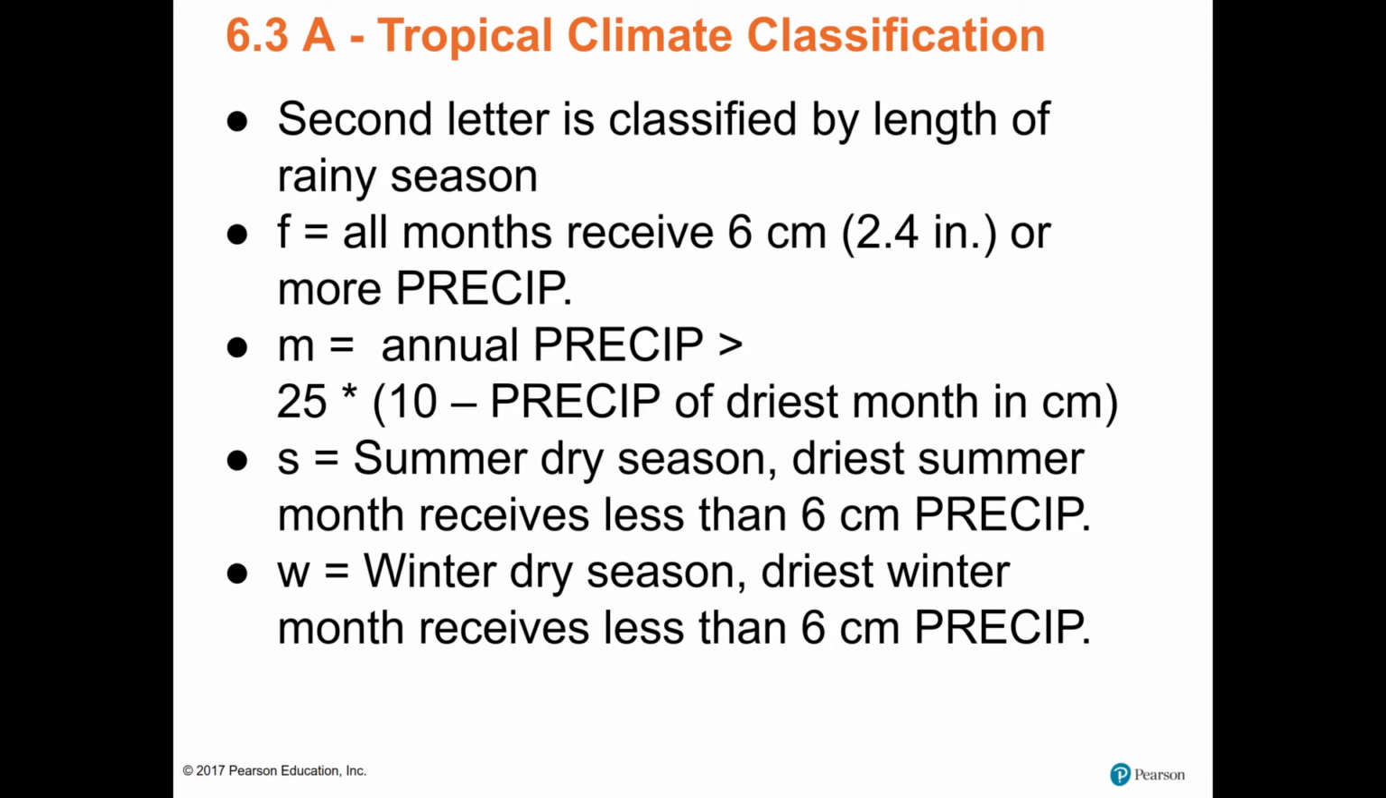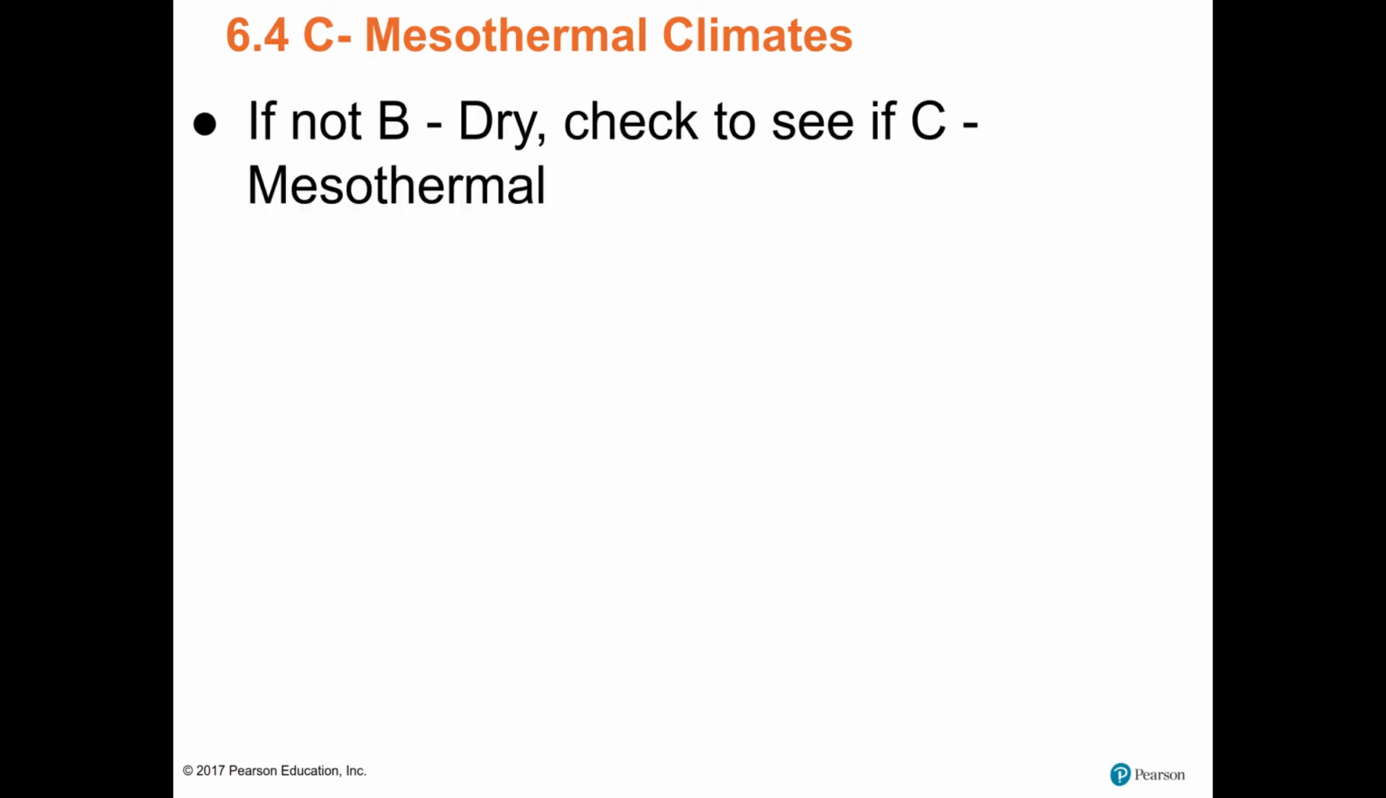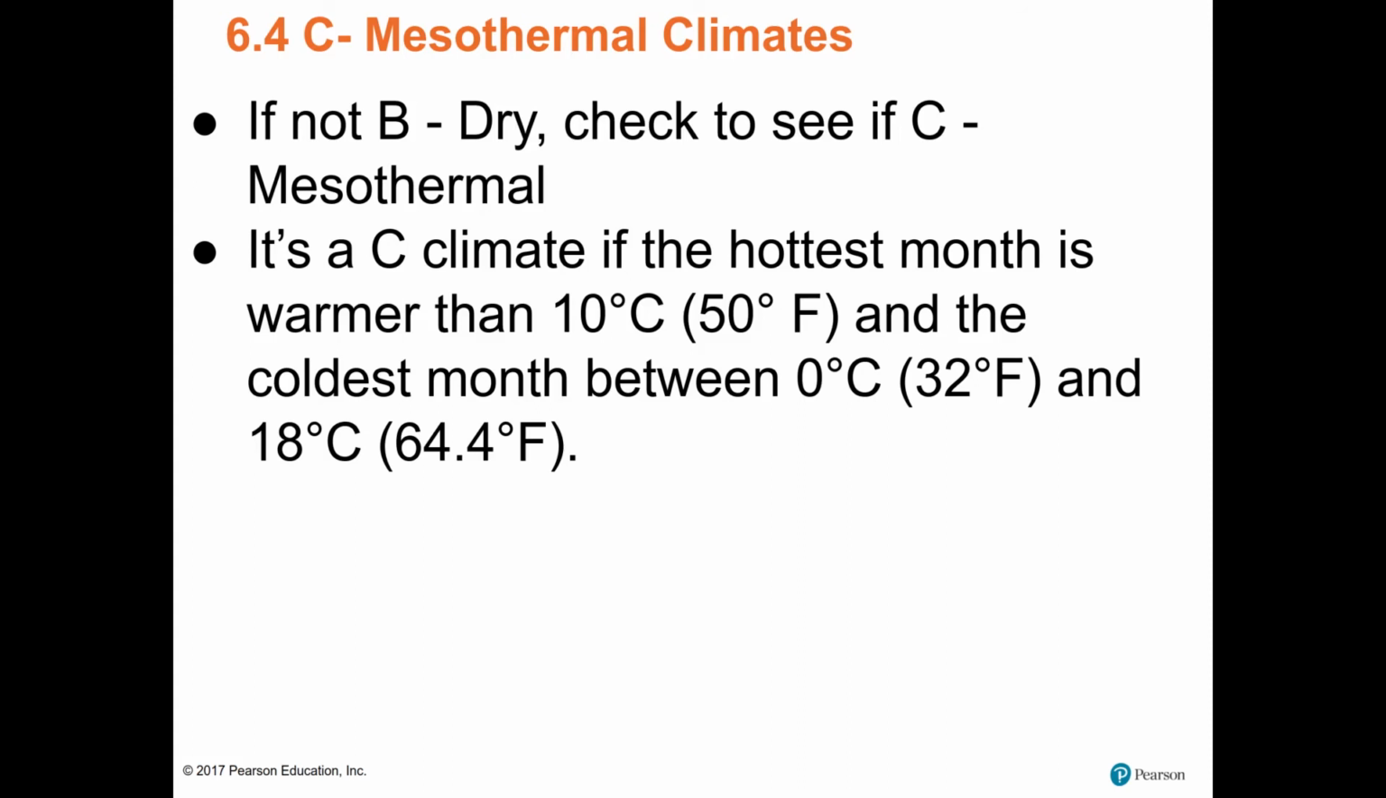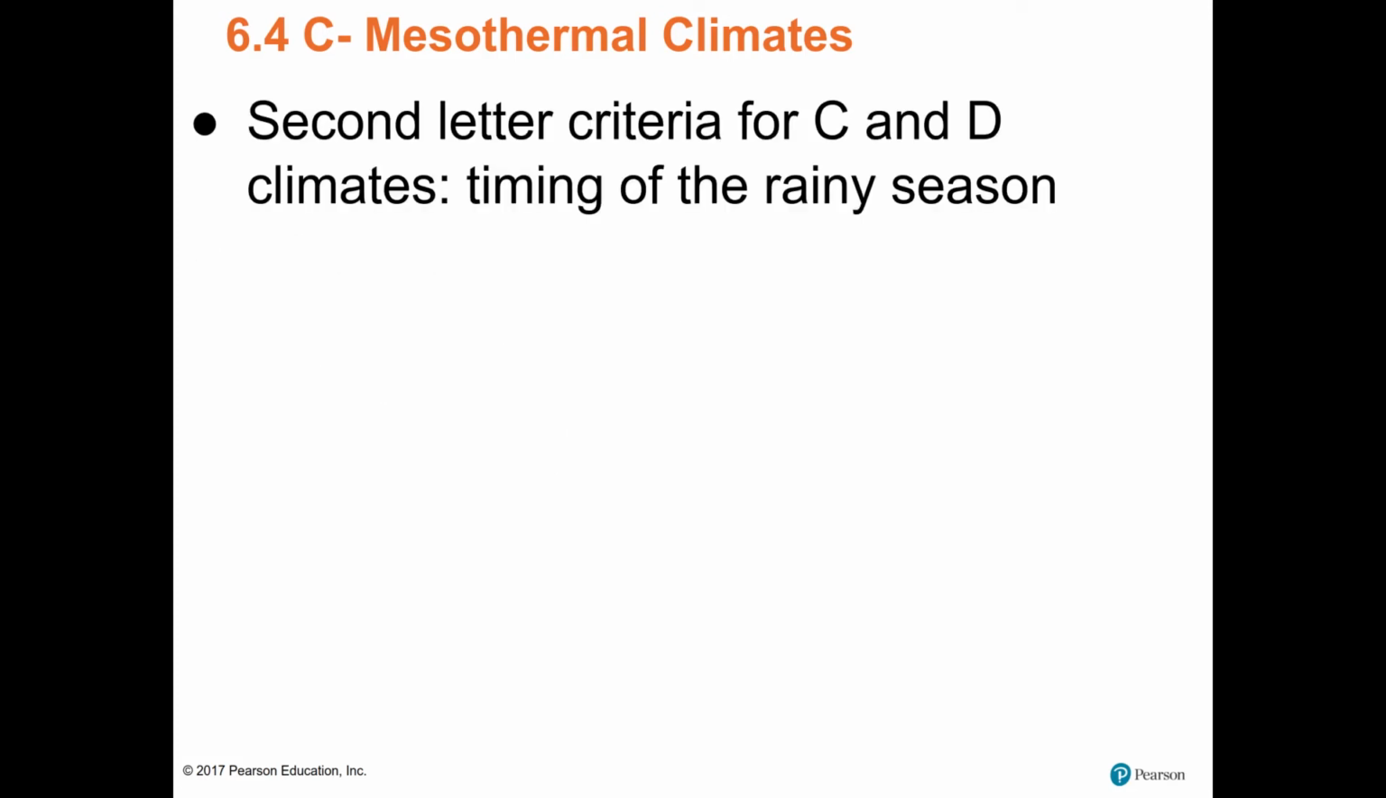So if it wasn't a dry climate and it wasn't a tropical climate, then the next thing to check for, if it's not a dry climate, is to check to see if it's a C climate. If the hottest month is warmer than 10 Celsius and the coldest month is between 0 and 18, it's a C climate. So now we know the general climate type, C, and we have to evaluate for the second letter.